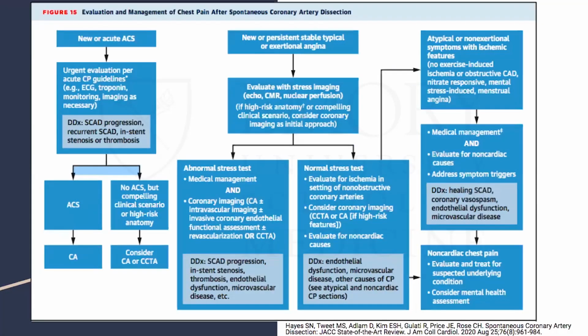So this algorithm was noted in one of the consensus documents published in JACC last year on SCAD, and specifically focuses on the management of chest pain after a SCAD event. Of course, in the case of new or acute ACS, that would prompt appropriate evaluation with EKG, troponins, and imaging as necessary. But in the cases of stable, typical, or exertional angina, we should defer to pursuing stress testing. And if stress testing is normal and patients are presenting with atypical symptoms, again, really focusing on medical management and evaluating non-cardiac causes, as I mentioned previously.